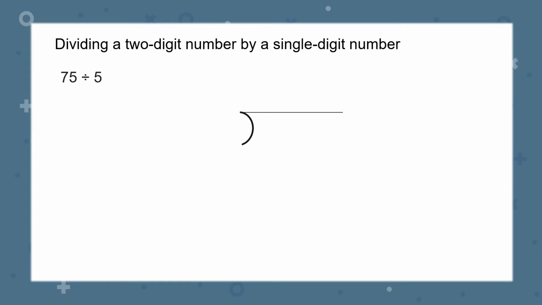So, we will write 75 below the splitting line and we will write 5 in the curved line. The first number from left is 7. We will divide 7 by 5. So, we will write the 5 times table. 5 ones are 5, 5 twos are 10. But 10 is bigger than 7. So, we will take 5 ones are 5.